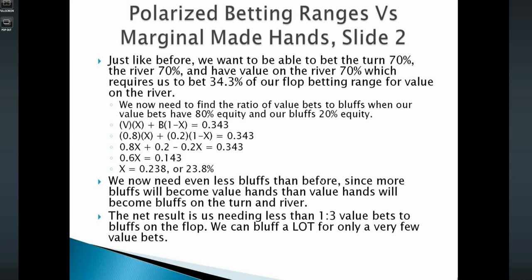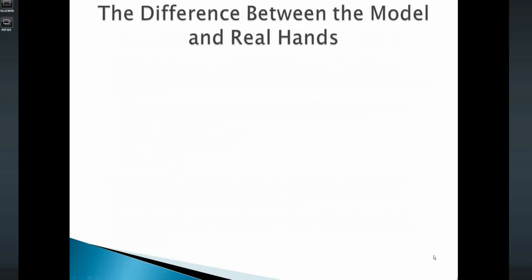The net result of this is, since you're bluffing a lot on the flop and only value betting a little bit, you now have more hands on the river which can be value bet because more bluffs improved than value hands weakened and weren't able to keep betting. So now let's talk about the differences between the model and real hands in a bit more detail than we already have.